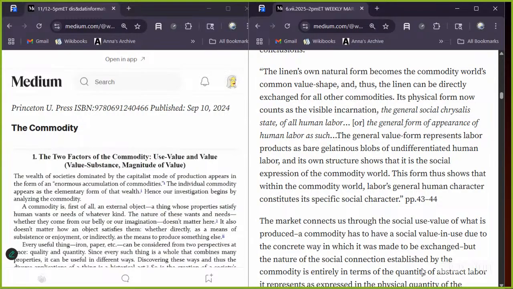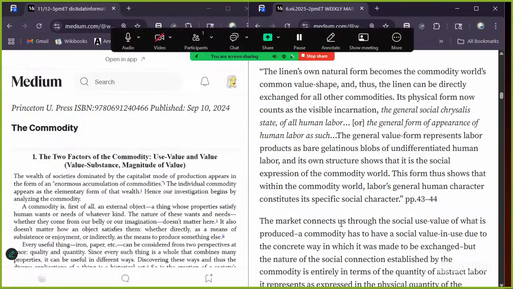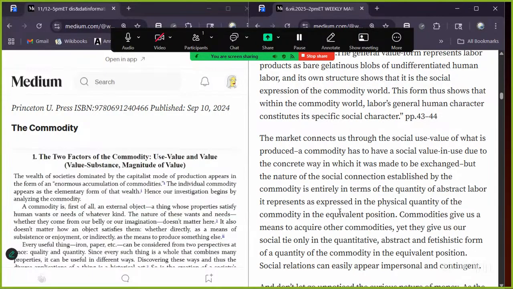This form thus shows that within the commodity world, labor's general human character constitutes its specific social character. In all this, it's being thought of as an abstraction. So when we think of abstract form, we love to think of it as a shape, a common value shape. But he's talking about it in much more general abstract terms, because it is social, it is about the relationships. All right, the market connects us through the social use value of what is produced.